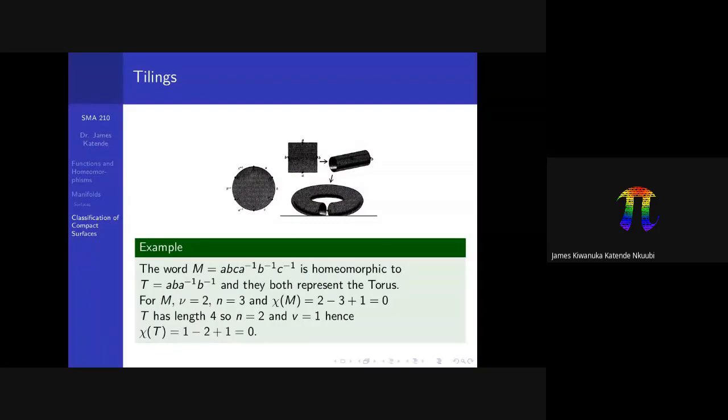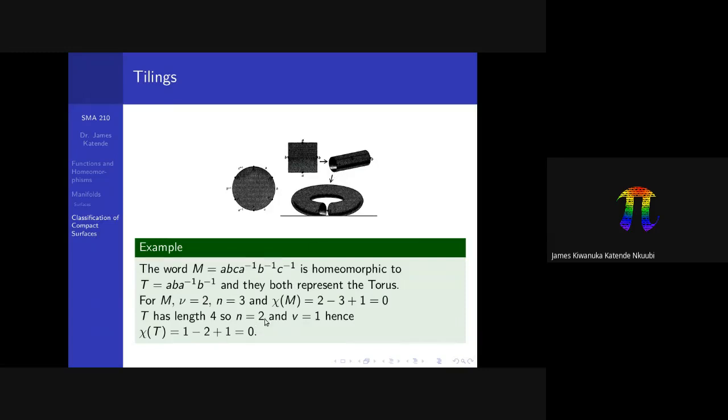So when we go back, if you use this first plane model, we saw that the number of vertices will be 2. The number of edges will be half the length of this word. The length of this word is 6, and half of that is 3. So this will give you the number of edges. And the Euler characteristic of M now will be 2 minus 3 plus 1, which is 0. So this tells you that the Euler characteristic of the torus is 0.